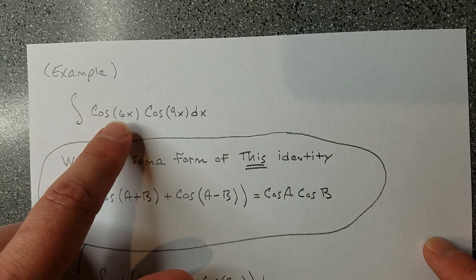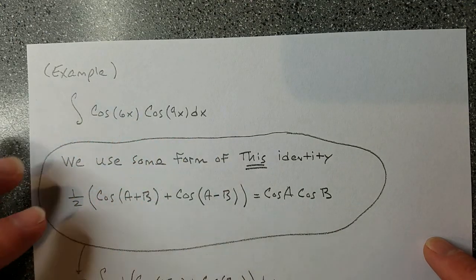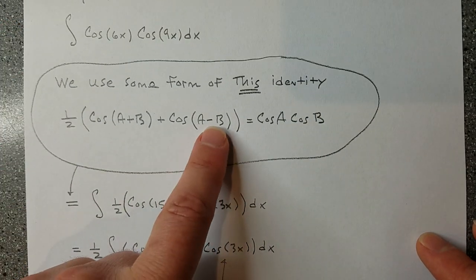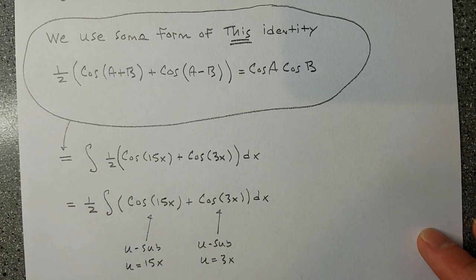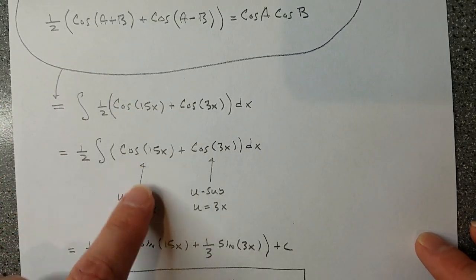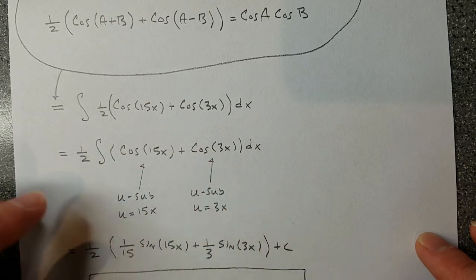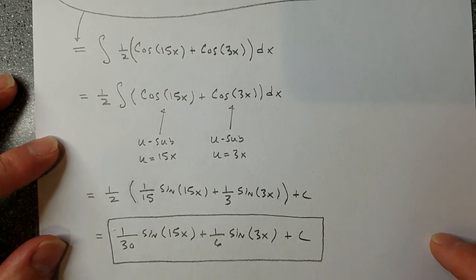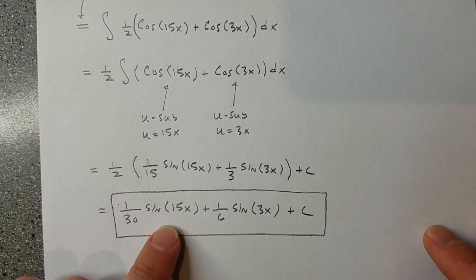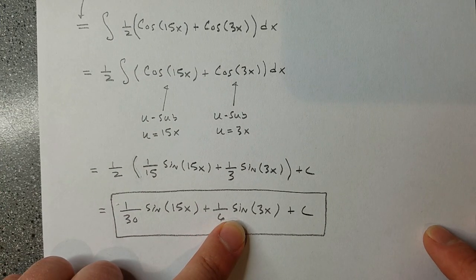I mean, it could have been cosine 9x times cosine 6x. It could have been something like that. So it really doesn't matter the order that you subtract those. So I'm going to say 3x, okay? And then once you use that identity, you get just straight u substitutions on both of these, all right? Okay, and then if we apply those u substitutions, we get here and there, all right?